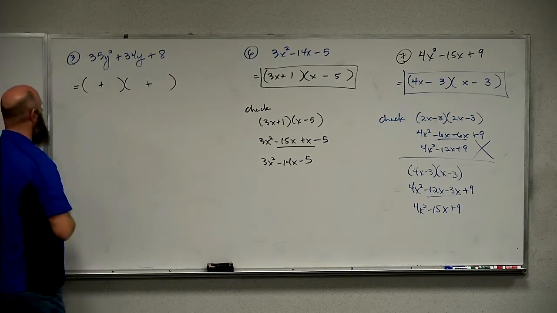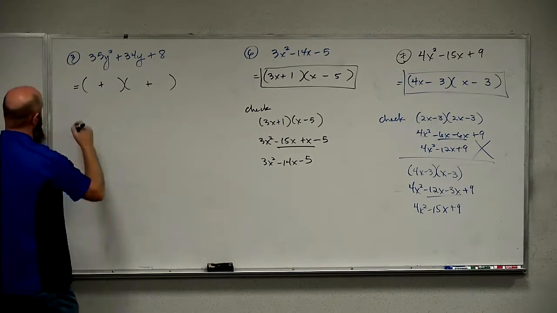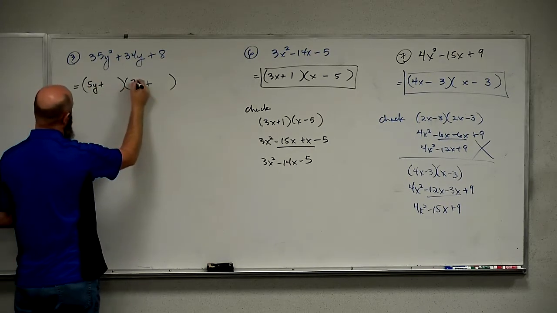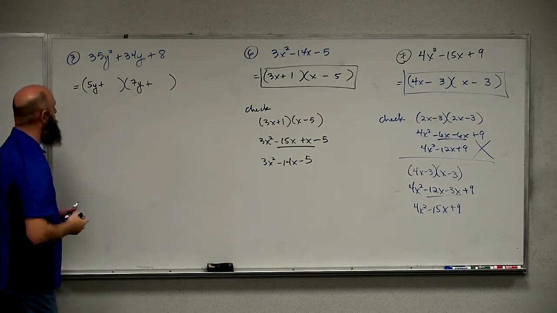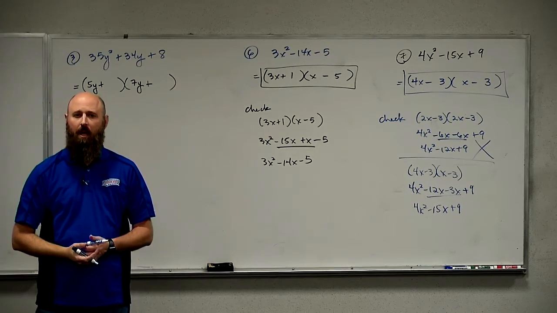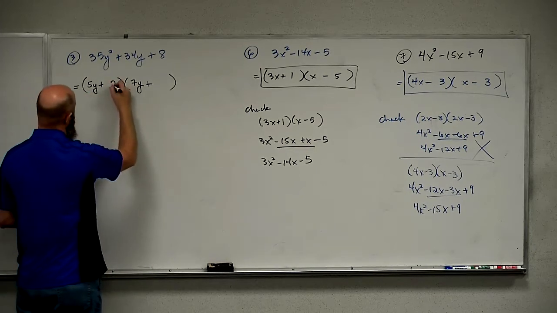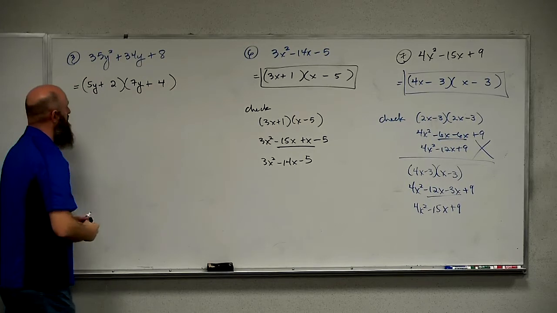So for 35, typically when I see 35, I think of 5 and 7. So I'm going to put 5y and 7y. And then for 8, I typically think of 2 and 4. So those are the ones I'm going to go with there. So 2 and 4. Okay.